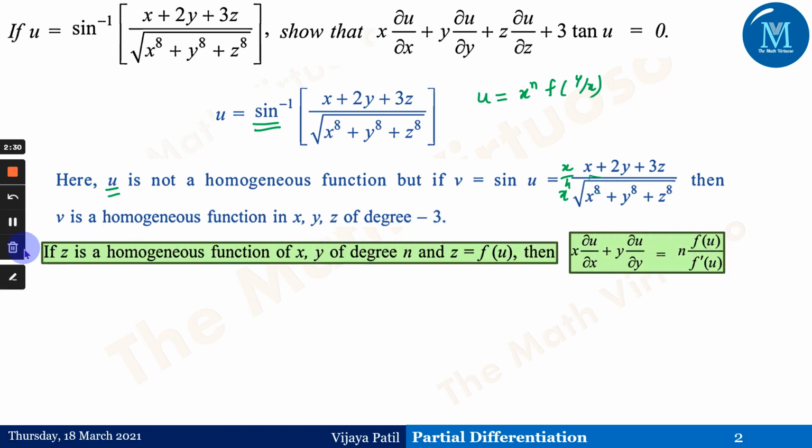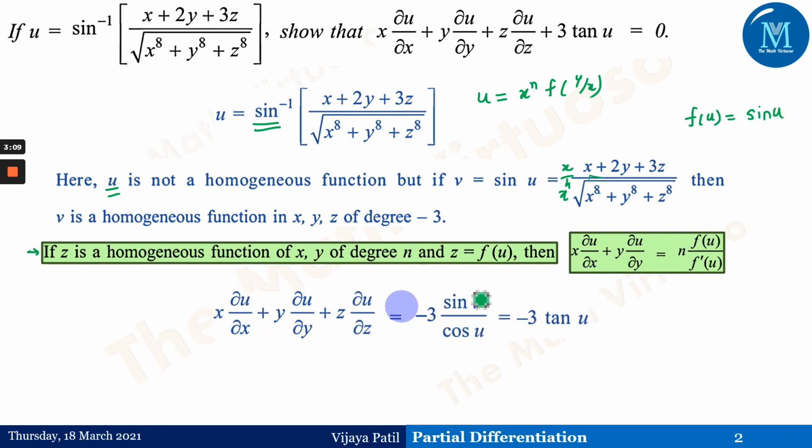And we have seen this as one of the deductions in the last session, where we introduced Euler's theorem for the first time: if z is a homogeneous function of x and y of degree n, and if z is a function of u, then x dou u upon dou x plus y into dou u upon dou y is equal to n into f of u upon f dash of u. What is f of u in this case? In this case, our f of u is equal to sine of u. And that is what we'll be using here.